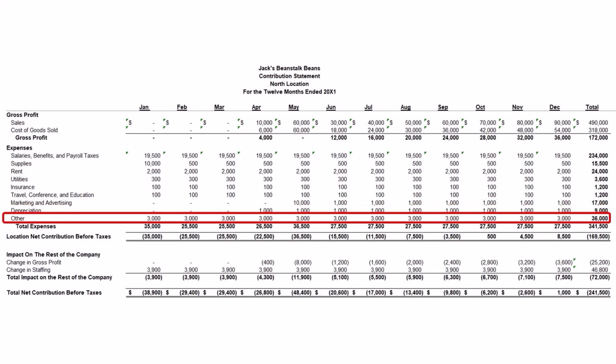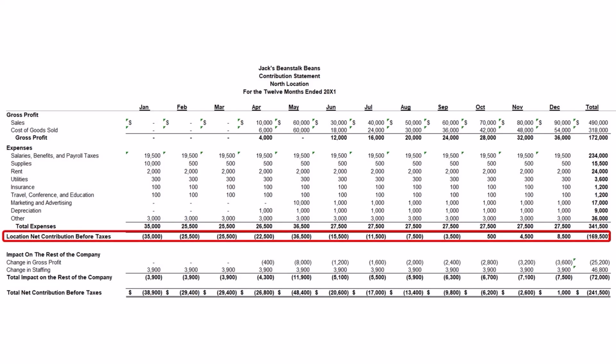I mentioned earlier that it's a good idea to have an other line to capture expenses you don't anticipate when planning for the location, but seem to crop up every time you open one. The gross margin minus expenses equals the net contribution before taxes for the location. All the parts we talked about so far could be used as a location budget. This is also very useful for when the projection starts mid-year and then you need to make an annual budget for the location when budgeting for your next year.